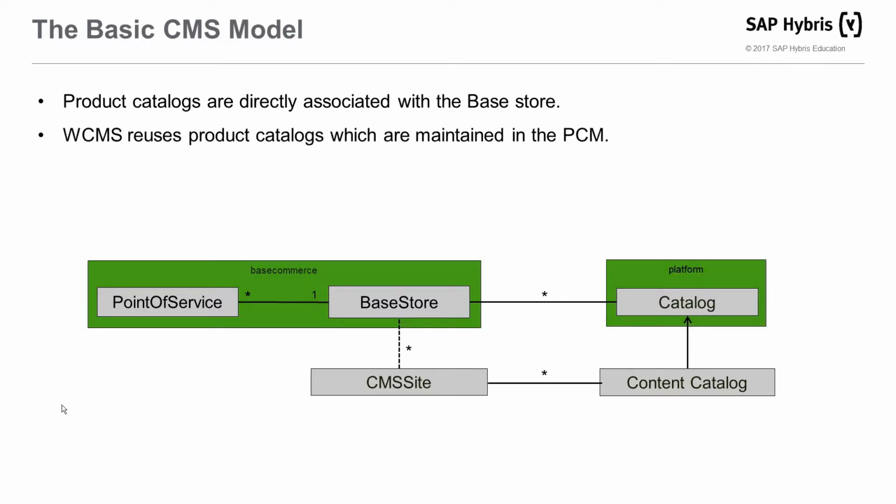Content catalogs, on the other hand, are directly associated with CMS sites, and both are managed through the WCMS cockpit. A CMS site only accesses a product catalog indirectly, by virtue of the base store the CMS site is associated with. Let's take a look at the WCMS templates, pages, and components, and how they are put together to create live content.